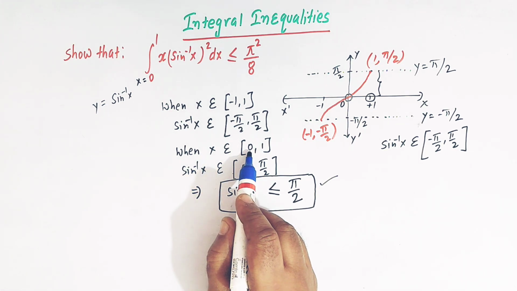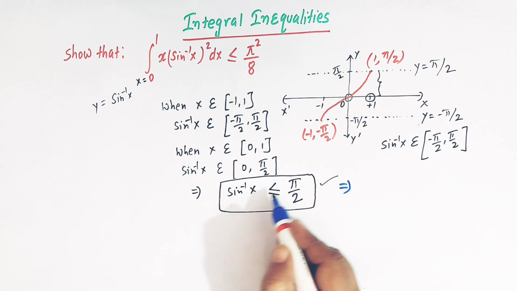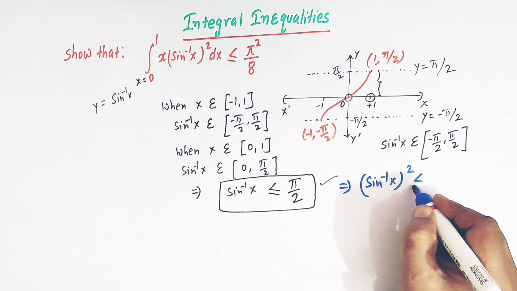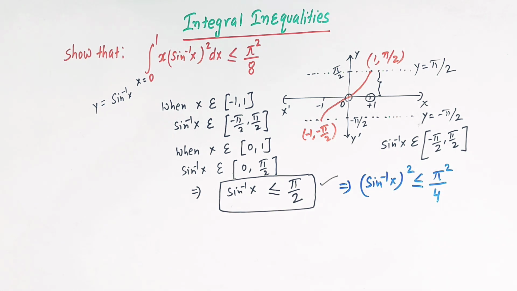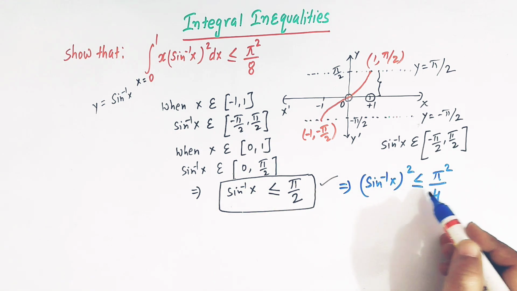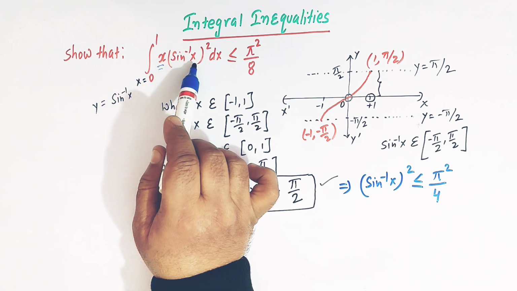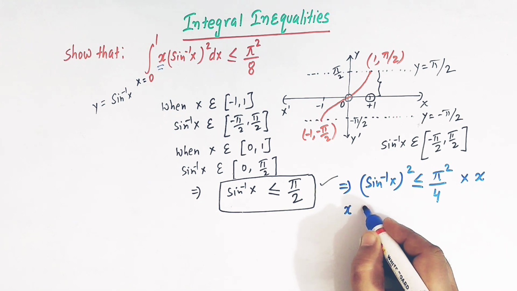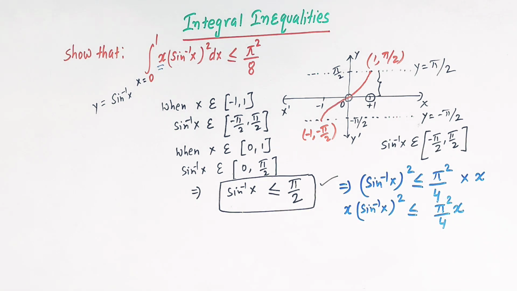So we'll solve this problem with the help of this inequality. When x belongs to 0 to 1, then sine inverse x is less than or equal to pi by 2, right? Now when sine inverse x is less than or equal to pi by 2, then the square of sine inverse x should also be less than or equal to pi square over 4. In other words, if we square both sides, we get (sine inverse x) square is less than or equal to pi square over 4. Right? Now here in the integrand we have a term x associated with (sine inverse x) square. So we'll multiply this inequality by x on both sides. So we have x (sine inverse x) square is less than or equal to pi square over 4 times x.